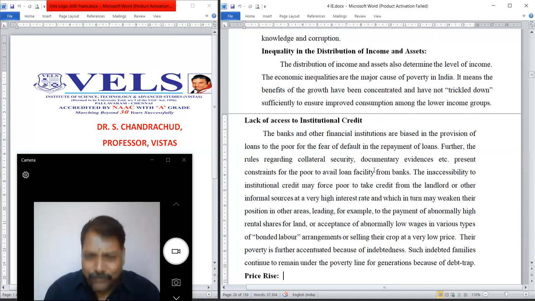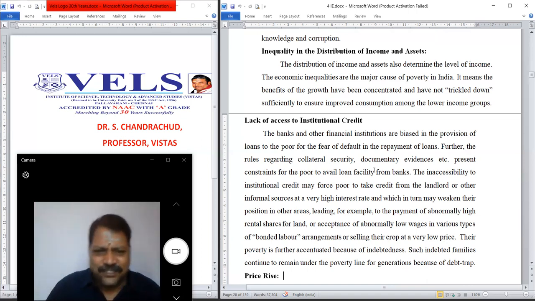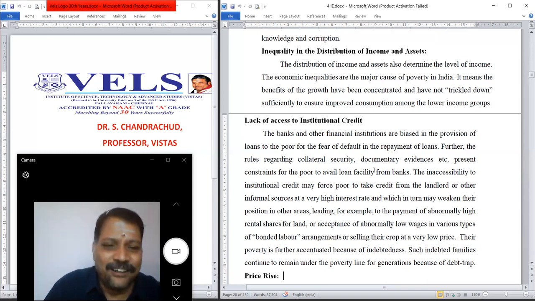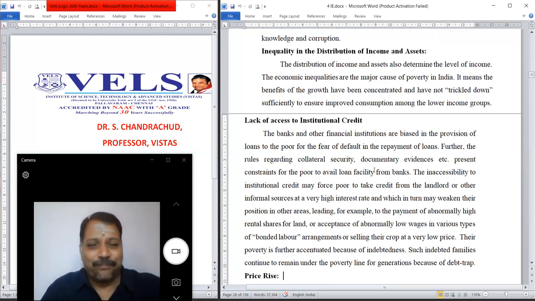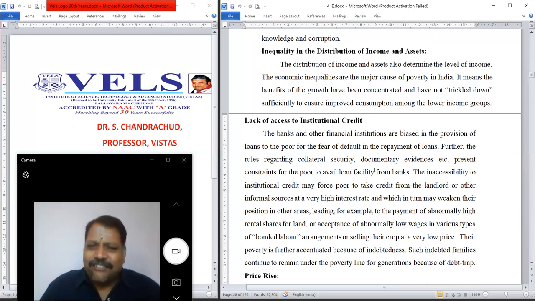The other informal sources charge a very high interest rate, which in turn weakens the position of the rural area, leading to further increase in the level of poverty. For example, payment of an abnormally high rental share for land and acceptance of abnormally low wage for the laborer. These encourage bonded labor.